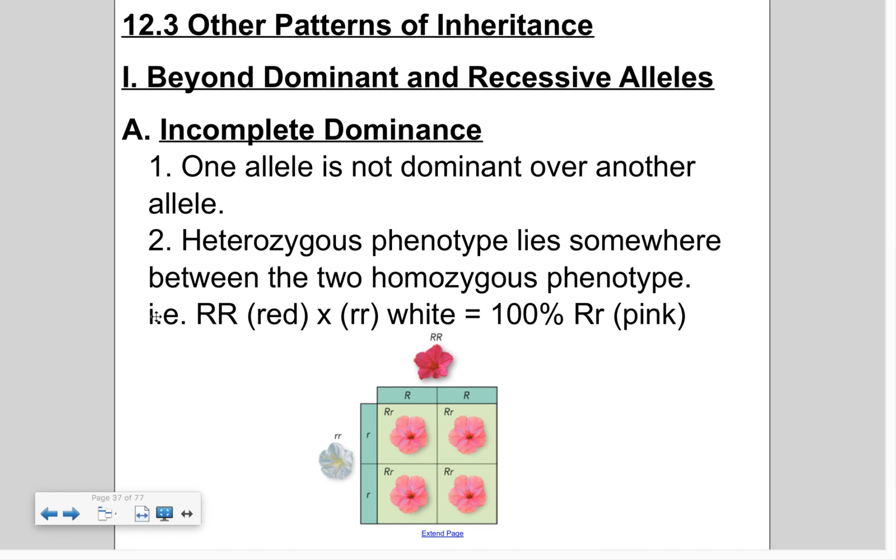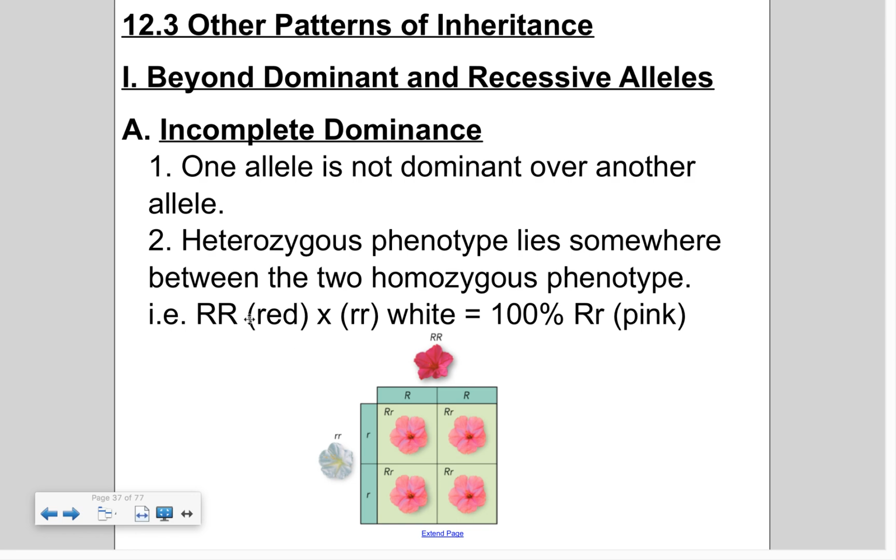Okay, so the first pattern of inheritance that doesn't follow Gregor Mendel's rules is called incomplete dominance, which means that neither of the alleles are dominant over each other. So there's not a single dominant trait, and there's not really a recessive trait either. So the heterozygote phenotype, the one that is hybrid, the one that carries the capital letter and the lowercase letter, lies somewhere in between the two homozygous phenotypes. Some examples of incomplete dominance are, I think, called four o'clock flowers or snapdragons.